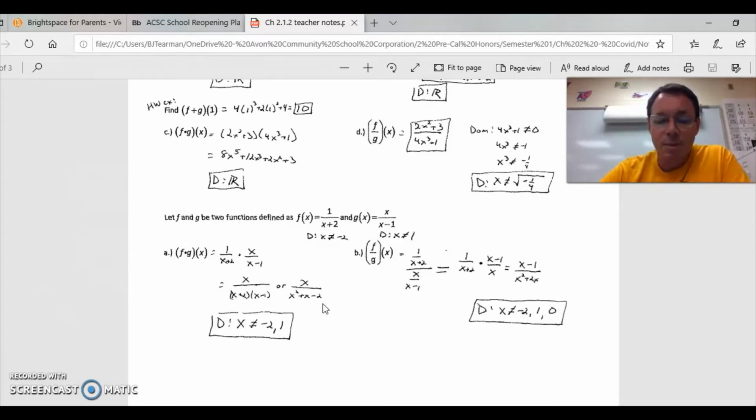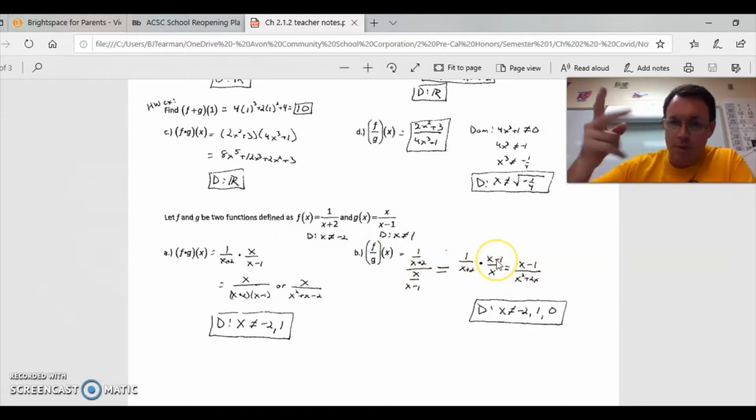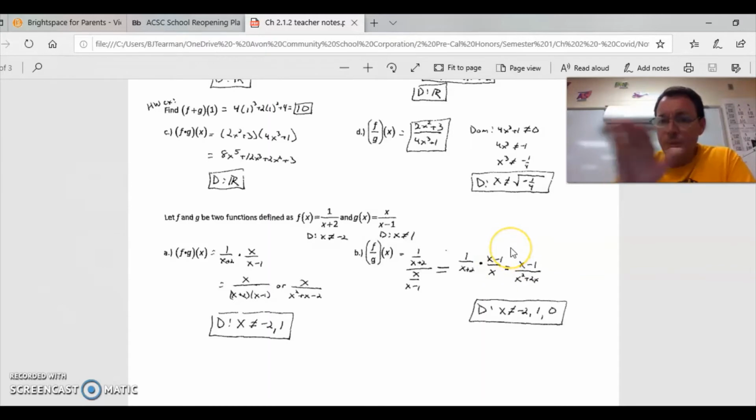Okay? For example B, we were taking f divided by g. So I took a fraction divided by a fraction. To do that, you multiply by this fraction's reciprocal. So we flipped it, and then we multiplied straight across. Now, in doing that, first off, there's two automatic domain restrictions, the -2 and the 1. You can't put those in. If you look at this, it doesn't look like 1 would be an issue. If you put a 1 here and a 1 here, you're going to get 1 plus 2 is 3.